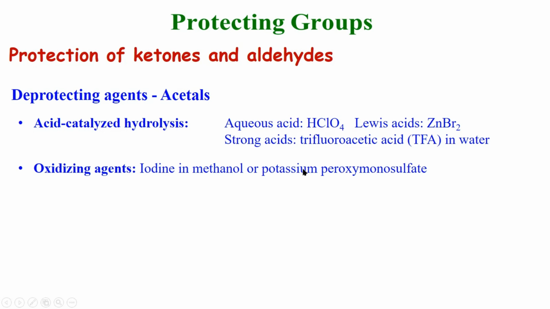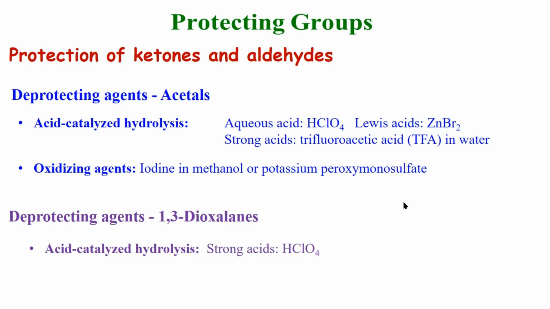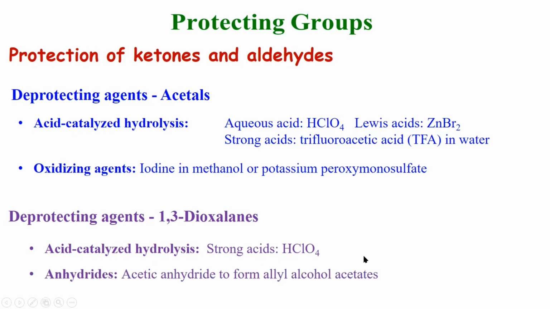They can also be cleaved easily by using mild oxidizing agents like iodine in methanol or potassium peroxymonosulfate. Let us look into the deprotecting agents used for deprotecting the 1,3-dioxolanes. In a similar fashion to acetals, they can be hydrolyzed by using a strong acid like perchloric acid. They can also be cleaved by using acetic anhydride, and they get converted into the form of allyl alcohol acetates.